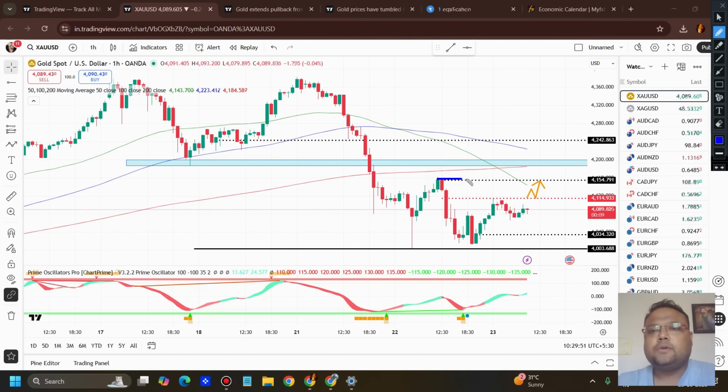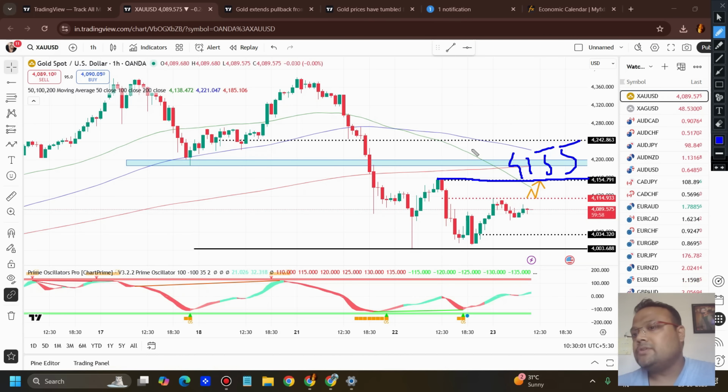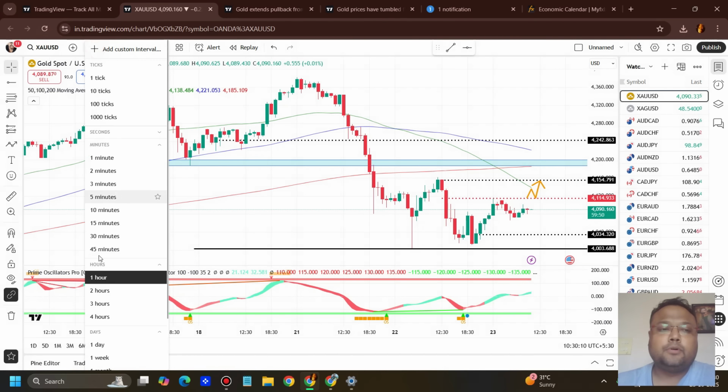Okay, this one we can also look for a sell around 4155 during the day. During the US session, I don't think it will work, because the US session brings volume, and volume means minor levels do not work. So during the US session it may not work, but before the US session, okay, there is a possibility that we may get some selling opportunity.